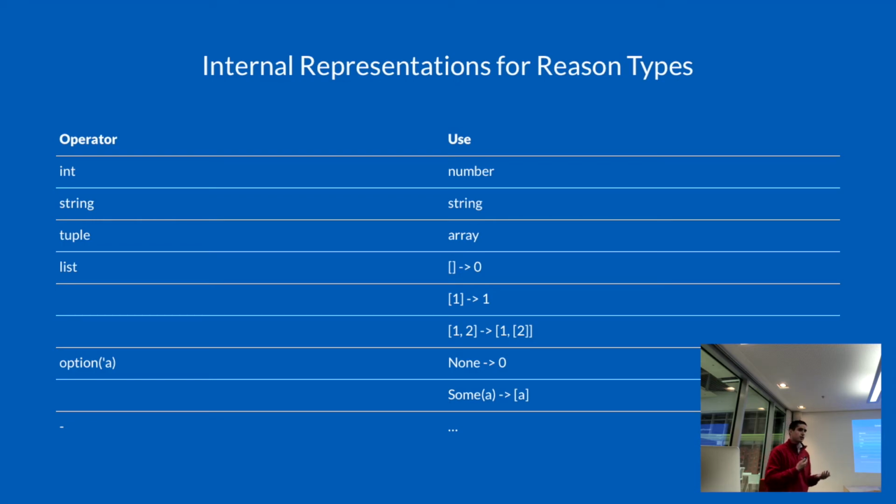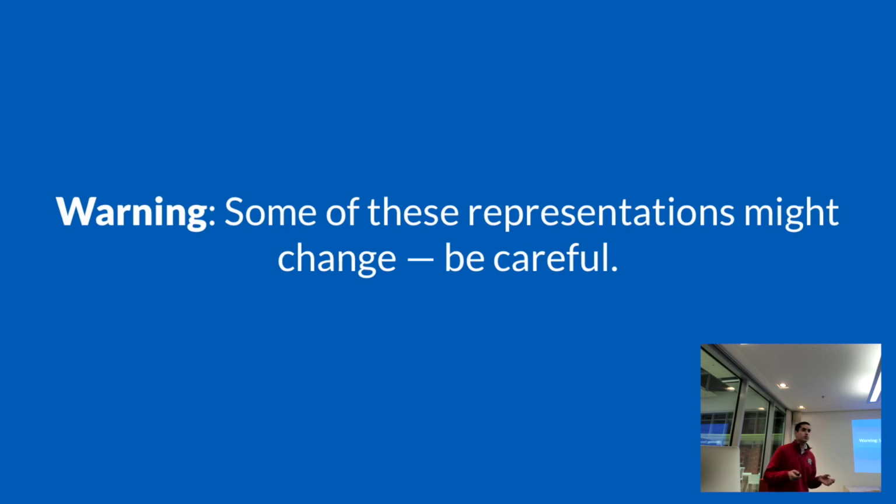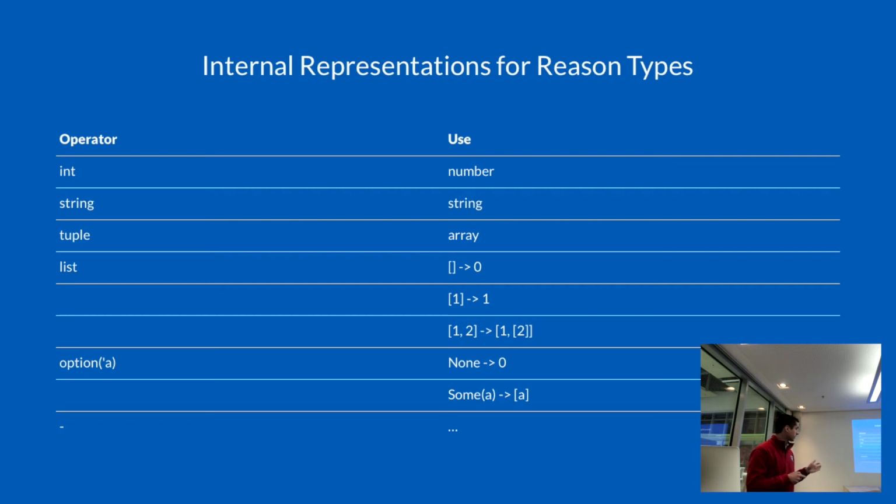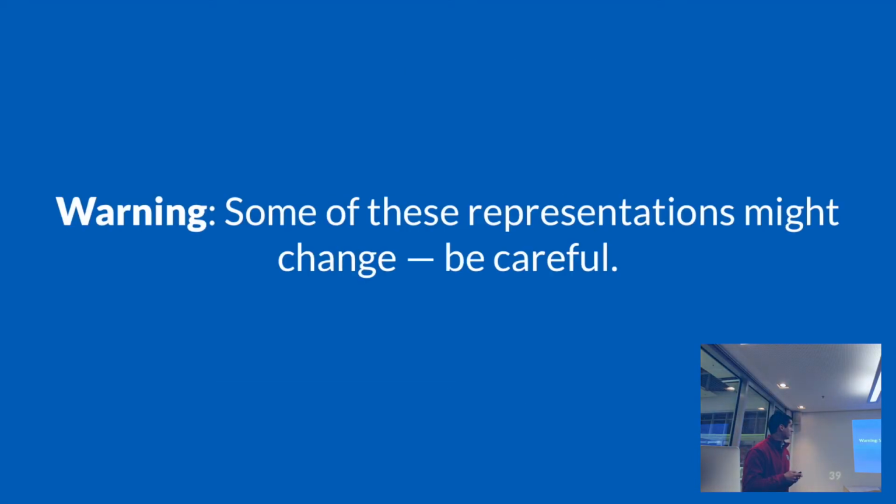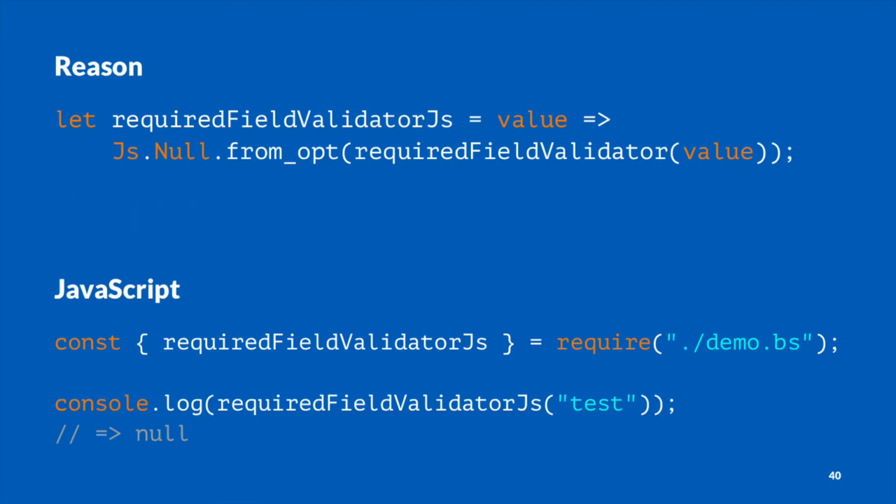The interesting thing here is that you have to be very careful with what you expect things to be. Maybe you would expect lists to be normal arrays. They're not. And more importantly, these representations might change. The BuckleScript engineers warn in their documentation that you should not ever depend on this, because if you depend on this and they change, well, then you're in trouble. But they do provide some API for dealing with this stuff.